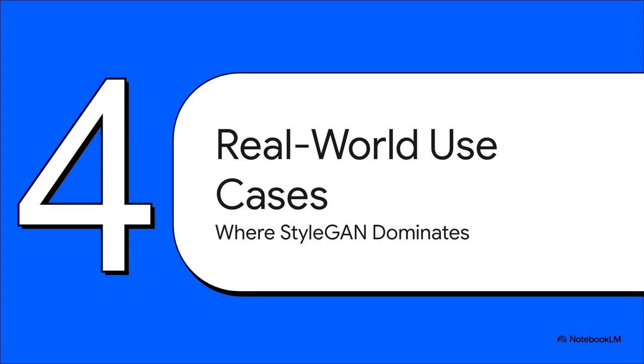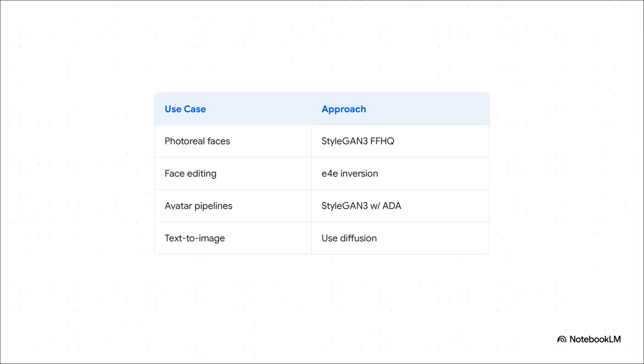Let's look at Section 4, Real-World Use Cases, and where StyleGAN dominates today. There's a stark divide in applications here. For photoreal human faces, face editing where you map a real photo into W-space so that you can tweak it, and avatar pipelines, StyleGAN absolutely reigns supreme. You can even use it for domain adaptation from just 100 images. But for multimodal or open domain text-to-image prompts, the recommended approach is simple. Just don't. You should absolutely stick to diffusion models for that. StyleGAN is like a sniper rifle, whereas diffusion is a shotgun.